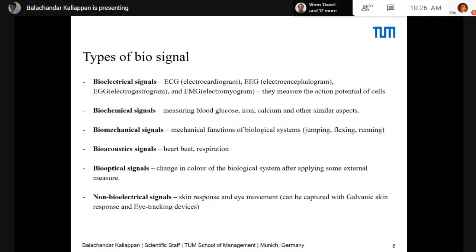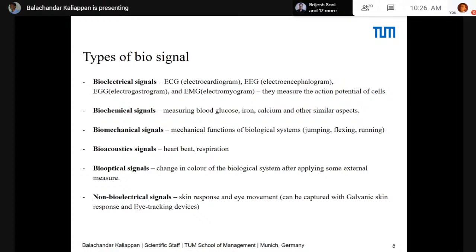And the other aspect is called bio-optical signals. In the sense, they're not really evident in terms of your body, but whenever there is some external measure applied, for example, if I introduce a chemical into your body and then I can track it. For example, in a blood test, we apply some external chemicals to the blood and then see whether there's a color change, and this color change will indicate how your body is performing, and that is actually called bio-optic signals.